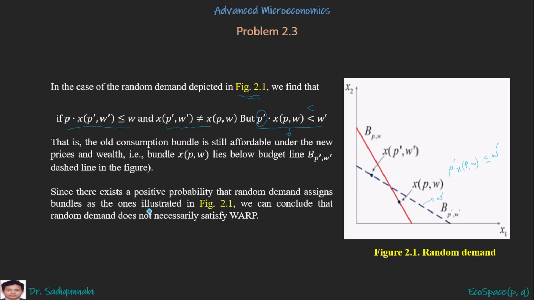So there exists a positive probability that random demand assigns a bundle like the one illustrated in 2.1. So we can conclude that the random demand doesn't necessarily satisfy WARP.